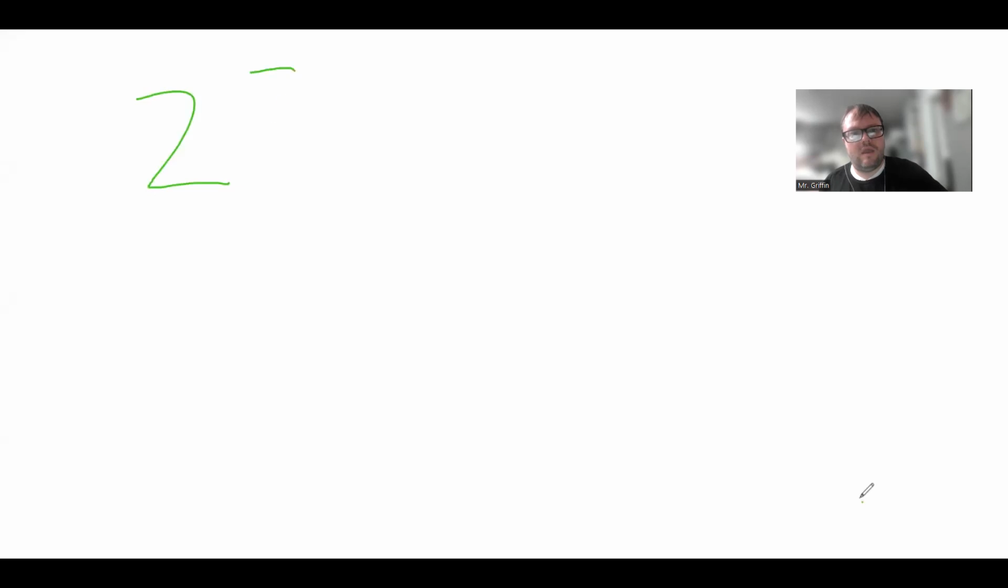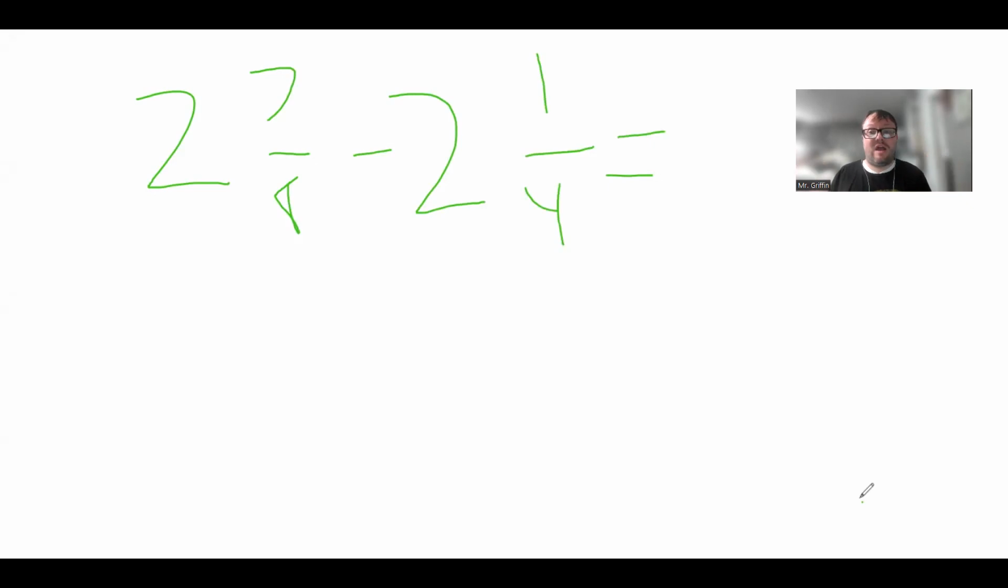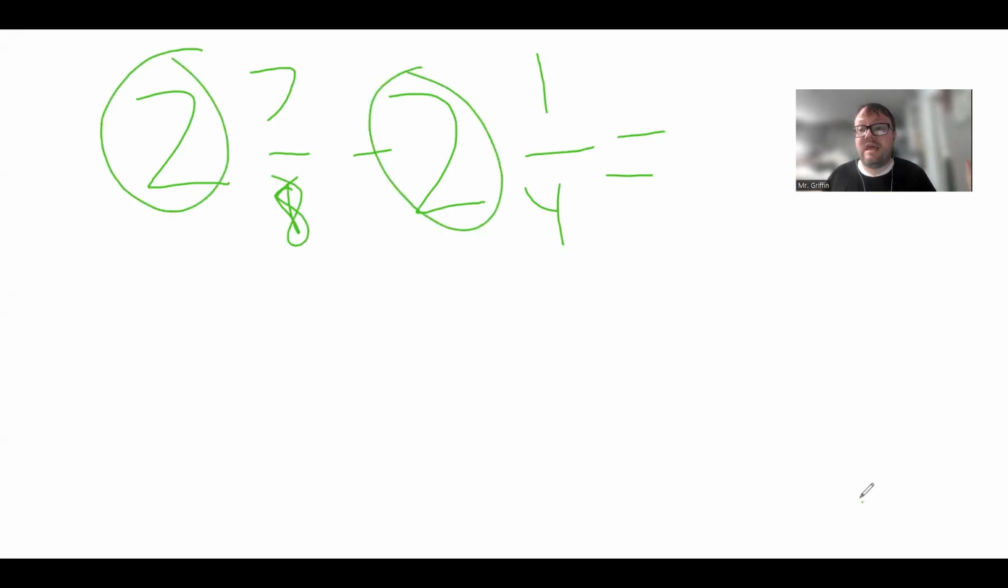So 2 and 7/8 minus 2 and 1/4. First thing I do is I go ahead and subtract my whole numbers. I see that I have a 2 and a 2. 2 minus 2, y'all just say it out loud. What is it? And everyone said 0. So we basically are taking out the 2's. Now we have 7/8 minus 1/4.